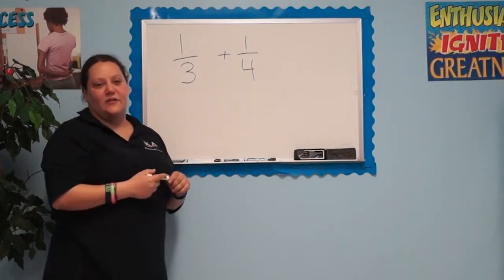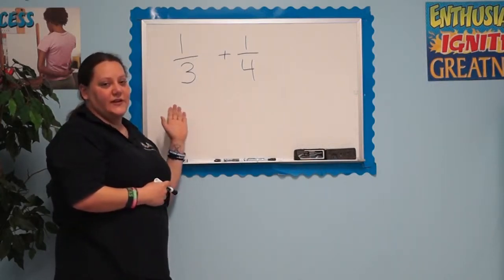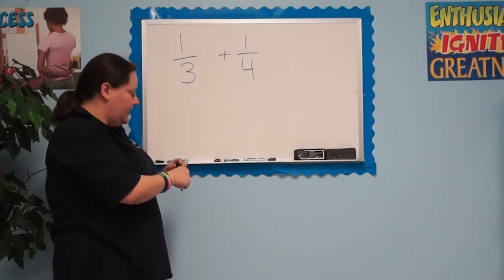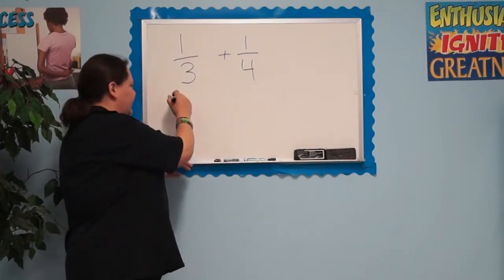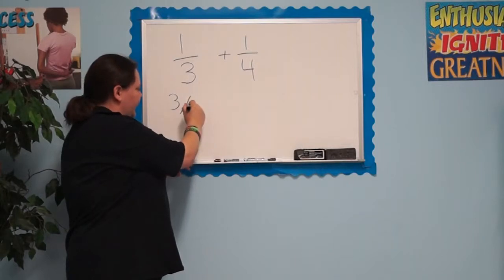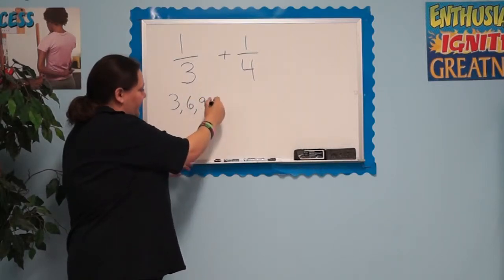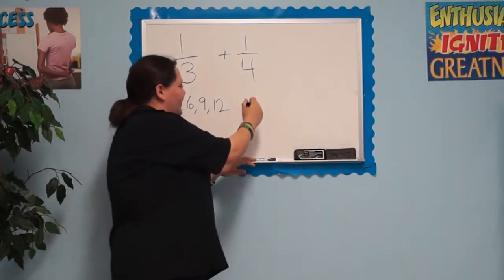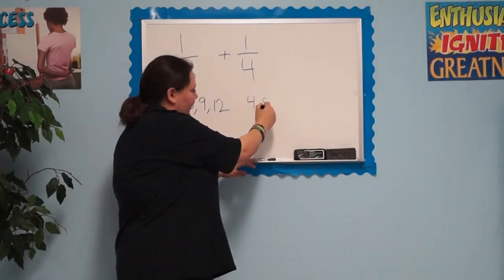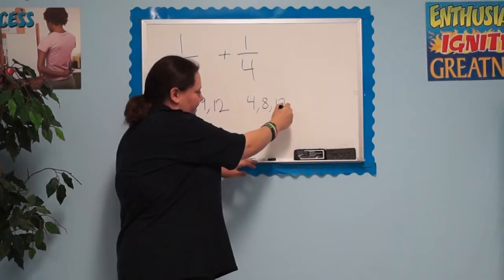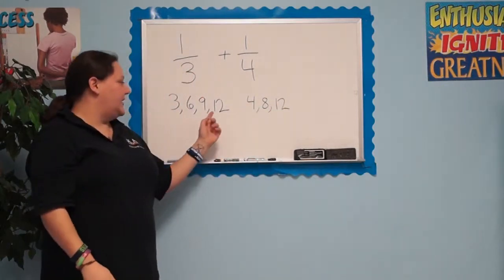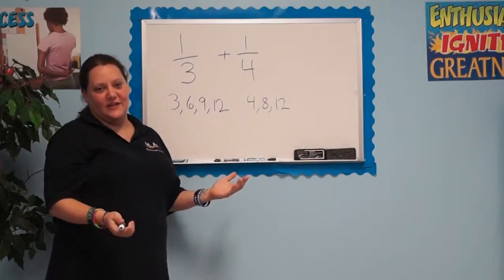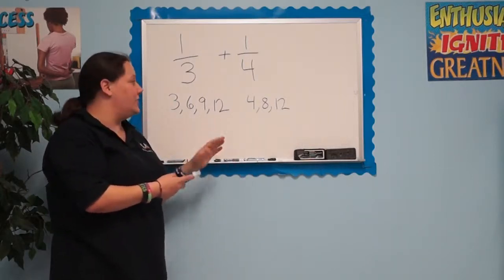The best way to go about doing that is to list the multiples for each denominator that you see. So the multiples for 3 would be 3, 6, 9, and 12. Let's do 4 now. So it would be 4, 8, 12. Now once you notice that you have the same multiple for both numbers, that's your lowest common denominator. That's the number that we want to use.